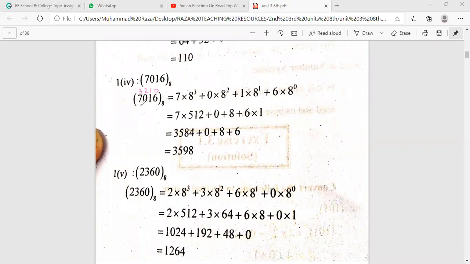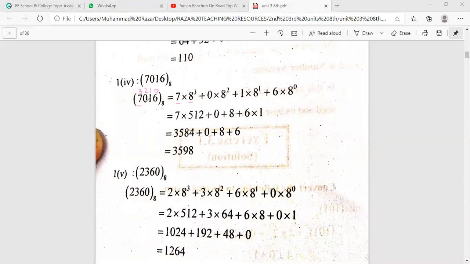Now what will we do? First we write this 7 here, 7. Then we multiply by 8. Now why do we multiply by 8? Because here the base is 8. Now why does this 8 have power 3? Because this number 7 has power 3 over it. So we write this power 3 over 8, 8 power 3.